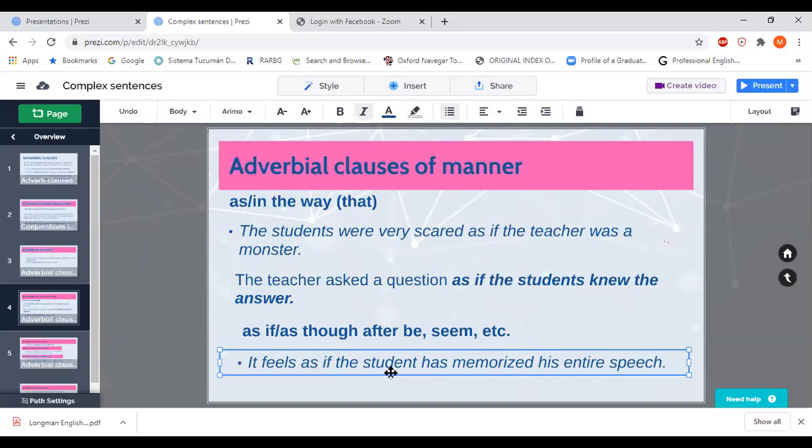As though, it seems as though. Could it be something like, it smells as if there is something dead here, right? Yes. Excellent, very good.